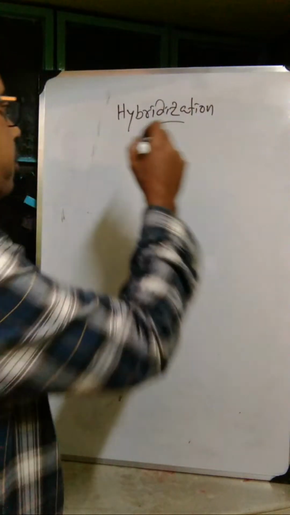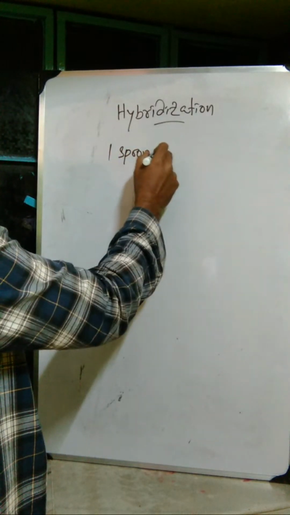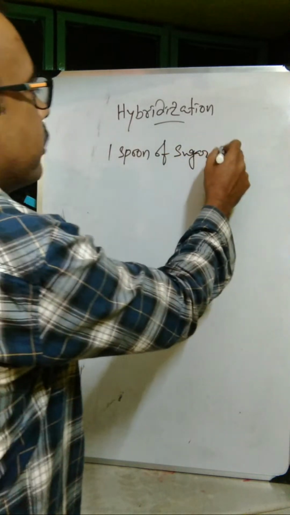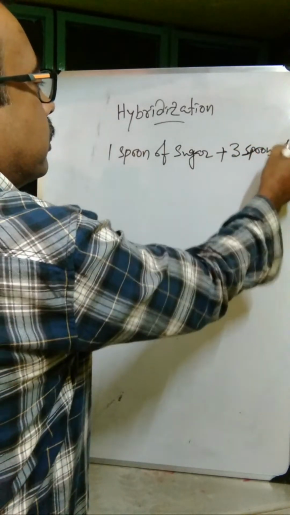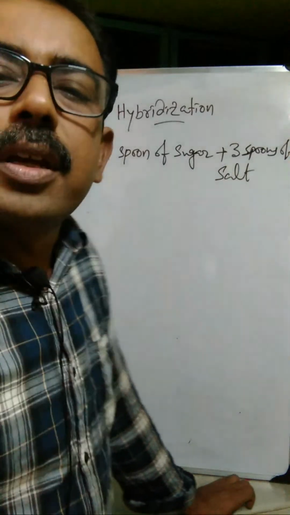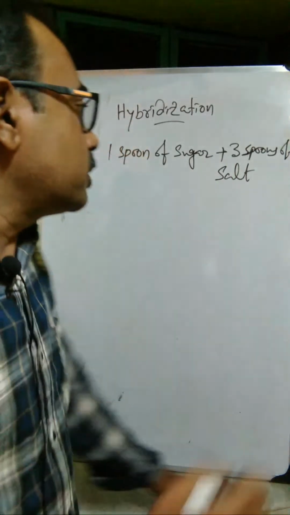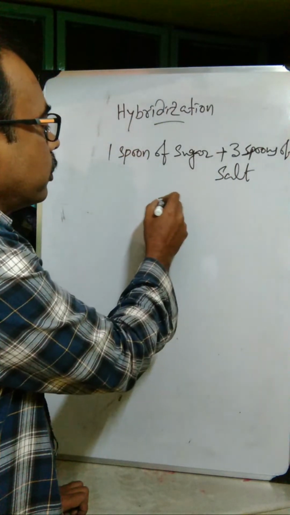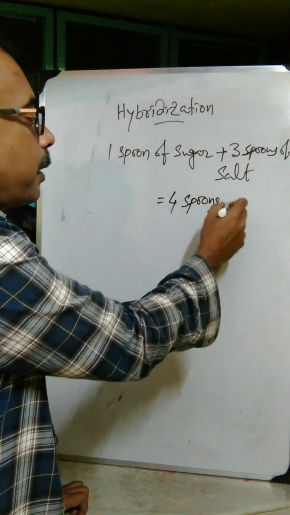Okay, if you mix 1 spoon of sugar with 3 spoons of salt, then what will you get? You will get a mixture of how many spoons in total? Total mixture? That is 4. 4 spoons of mixture.